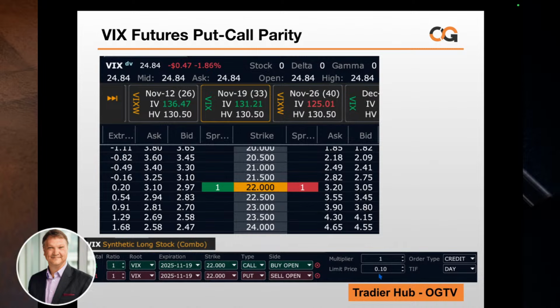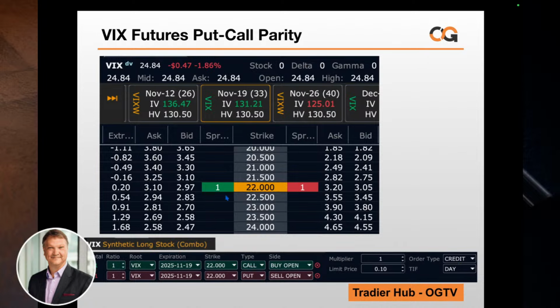And we see that from the Tradier Hub. I grabbed a screenshot, and at that moment, the midpoint for this combination was 10 cents. So that would imply that the market, if it's 22, and we're looking at the call side of things, and you're getting a credit, that means that you're going to subtract that from the strike price.